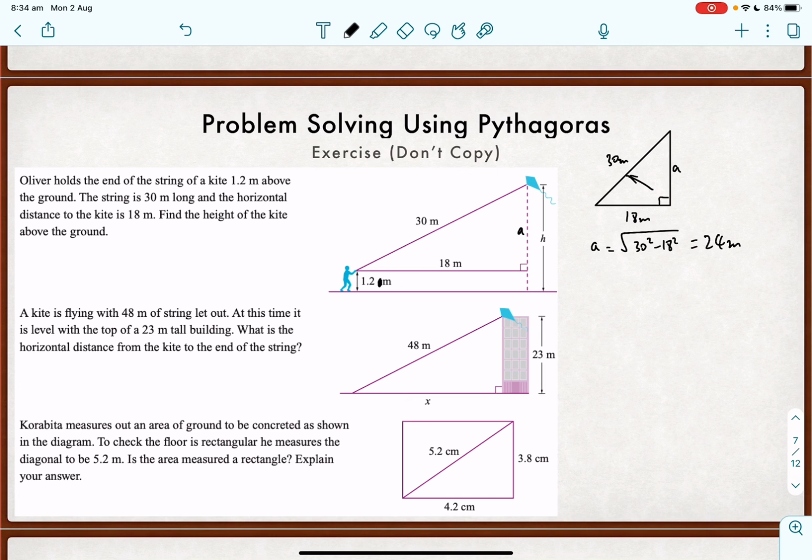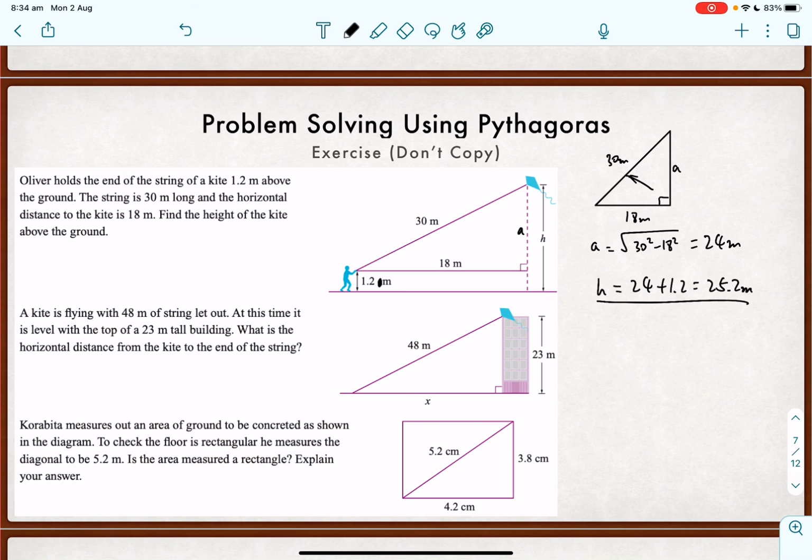So the height would be A plus 1.2. The height is 24 plus 1.2, which is 25.2 meters. So that's how high the kite is. That's the answer.